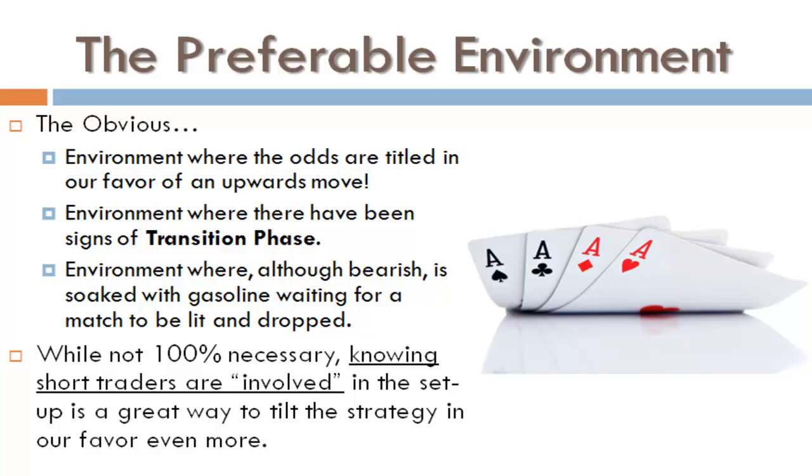So you're probably sitting there thinking, okay, we get it. We don't want to catch a falling knife. So therefore, what kind of context do we want? Well, let's just go over some obvious points. We want an environment where the odds are tilted in our favor for an upwards move. Bringing this back into trampoline trading, we are ideally looking for signs of transition. So we're looking for that transition phase. We want an environment where, although bearish, is soaked with gasoline and just waiting for a match to be lit and dropped.